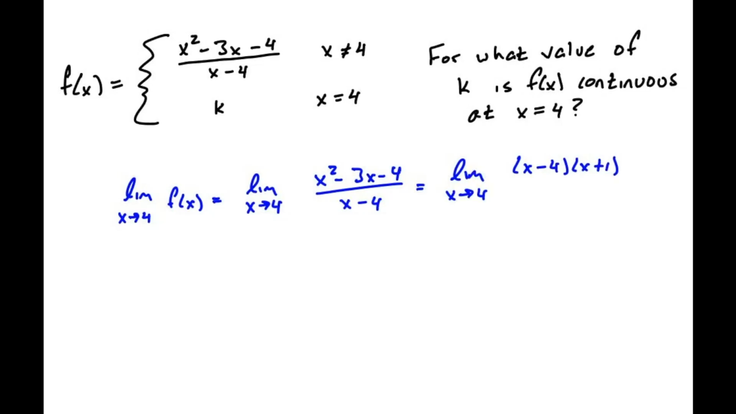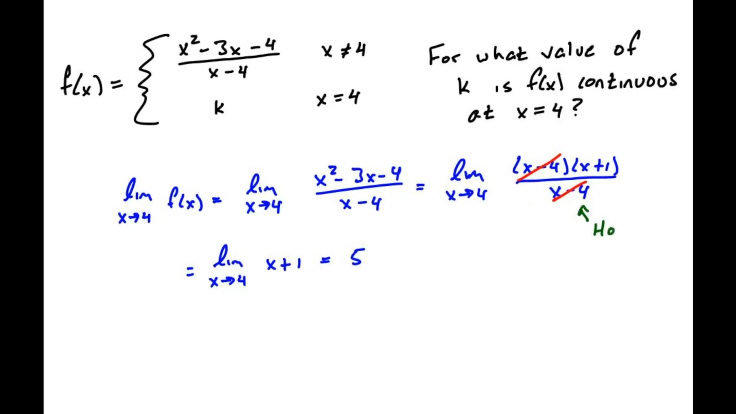The numerator would factor into x minus 4 times x plus 1. The bottom's got that x minus 4 in it. And now we see that we can actually cancel those out, leaving us with the limit as x approaches 4 of x plus 1. And that's easy enough to figure out. Now we can plug in x equals 4 and see that this function, as x gets close to 4 from both sides, is going to be approaching a y value of 5.